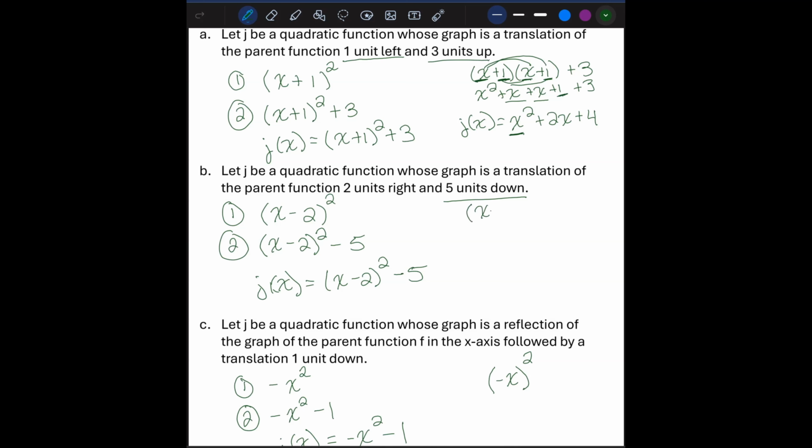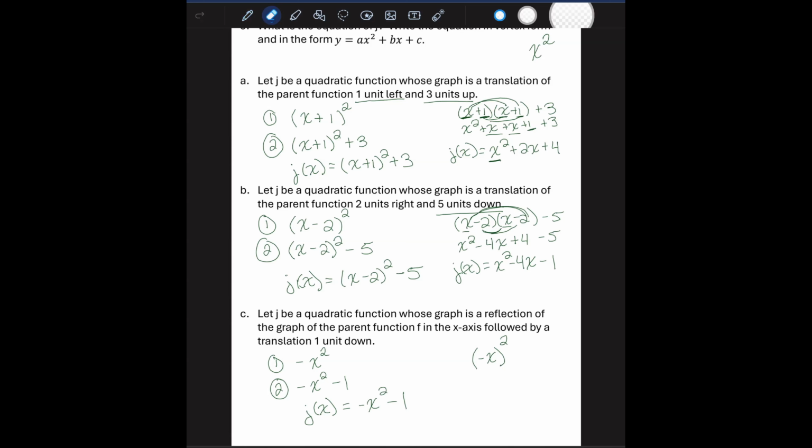We have x minus 2 times x minus 2. Now you could distribute and go through all of that, or you could say it's going to be x times x is x squared. And then the middle is always, there's always two of them because it was squared. So you have negative 2x and negative 2x. That's negative 4x. And then negative 2 times negative 2 is positive 4. And then you have your minus 5 back here. So j of x is equal to x squared minus 4x minus 1.